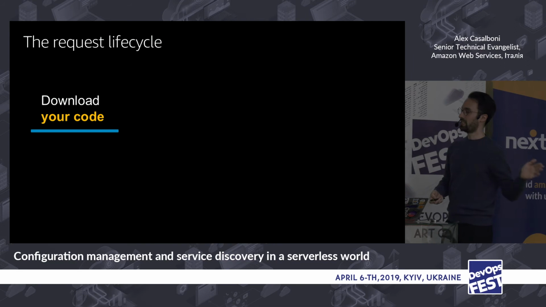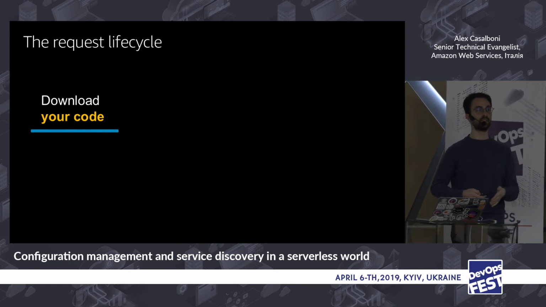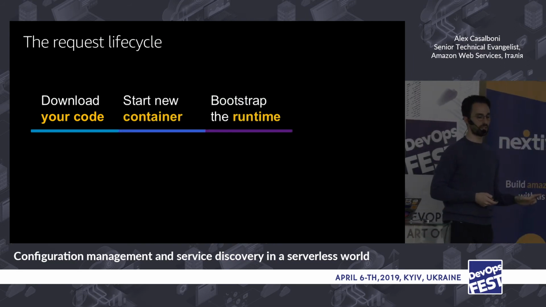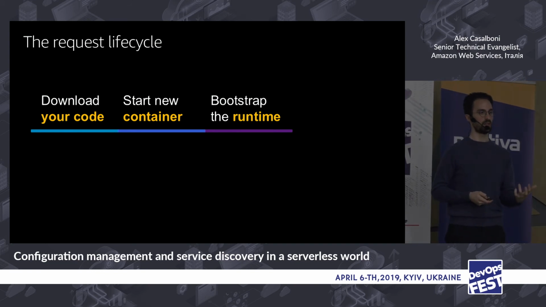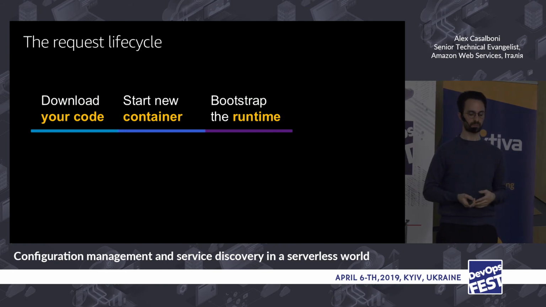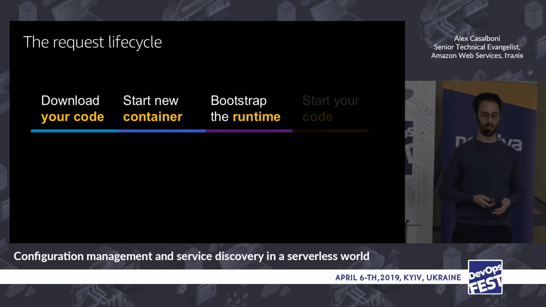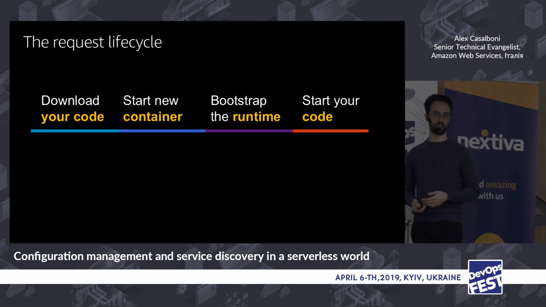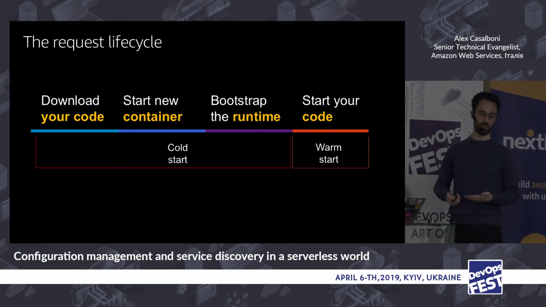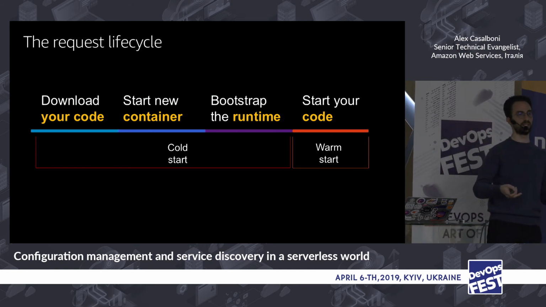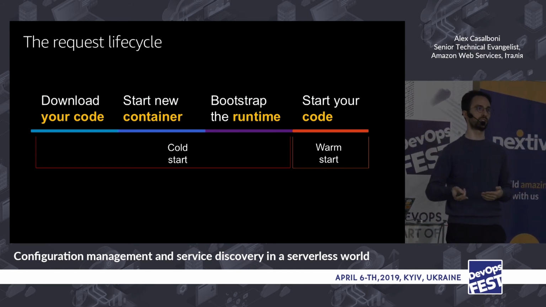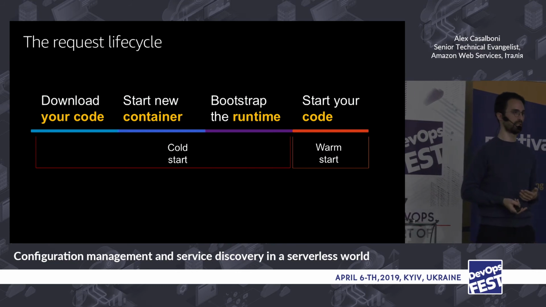And in the life cycle of a request, there are certain things that need to happen. The first 3 steps are what we call a cold start, because this stuff happens after a while that you haven't invoked your function. We need to initialize some stuff, and then we can start your code. And this is what we call a warm start. If your function is already initialized and warm, all we need to do is just run your code again.